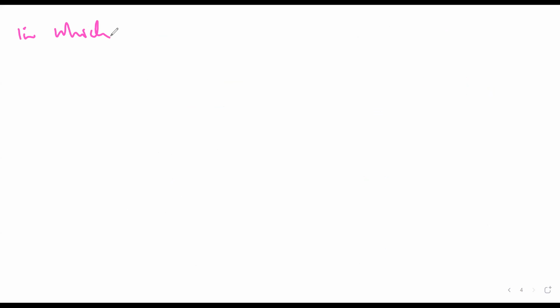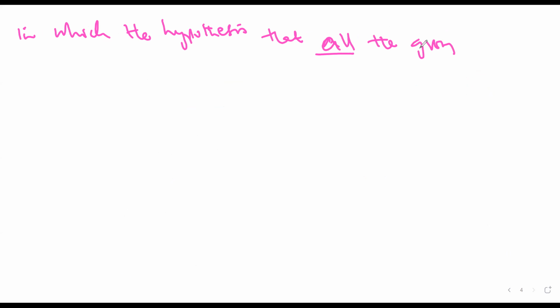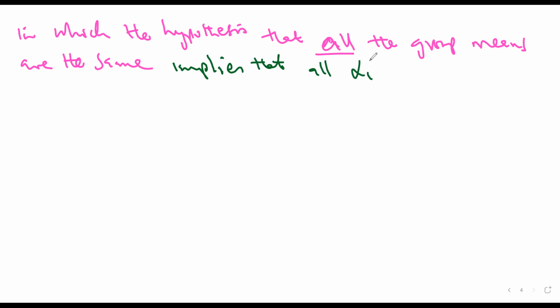in which the hypothesis that all the group means are the same, implies that all the alpha i's are 0. It implies that all the alpha i's are 0.